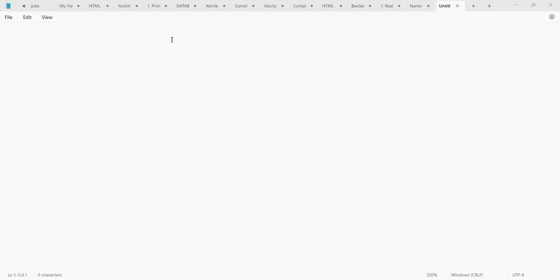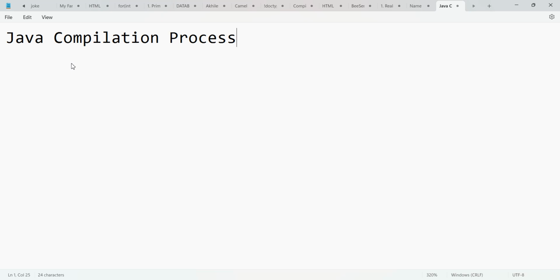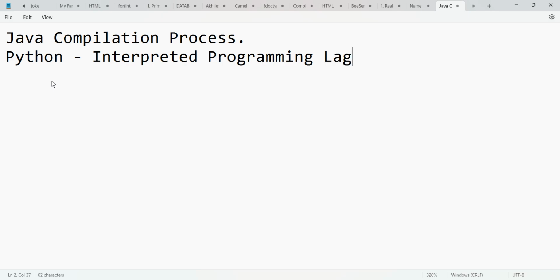Now see, first I'll tell you a very important concept of the Java compilation process. Whenever I teach any programming language, for example, Manas, you remember, when I was teaching you Python, I told you that Python is an interpreted programming language. Before I tell you what interpreted means, first you need to understand how many types of programming languages we have. So we have two types of programming language.